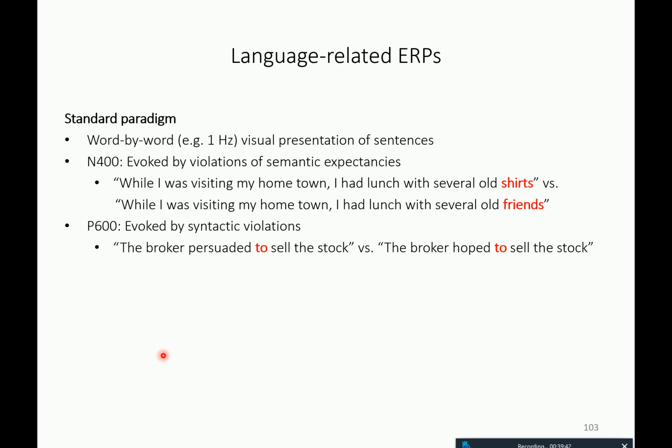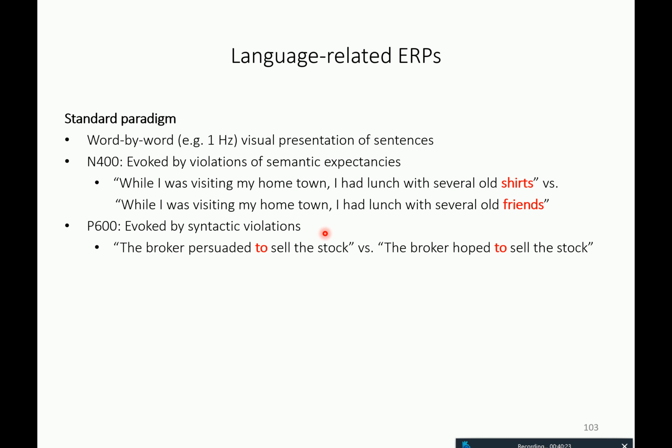So a typical thing here is: while I was visiting my hometown, I had lunch with several old shirts, versus while I was visiting my hometown, I had lunch with several old friends. Of course, several old friends is more expected. And then what is compared is the event-related potential in response to this last word. Yeah? So here, for each word which is presented for 1 second, you have an event-related potential, and the difference here is between this word and this word. And then you see the N400 effect by the violation of semantic expectancy here, with the shirts.